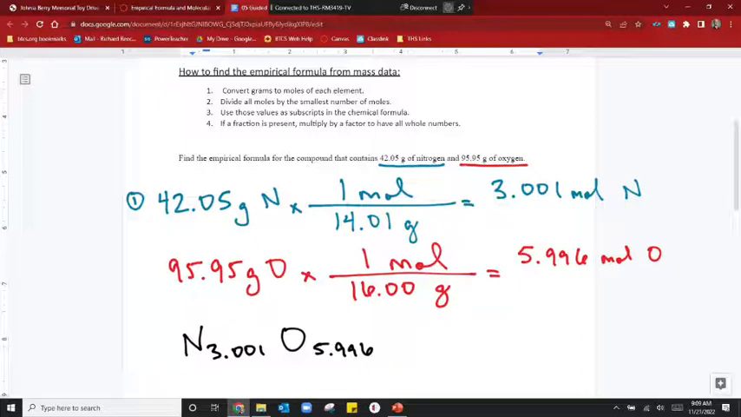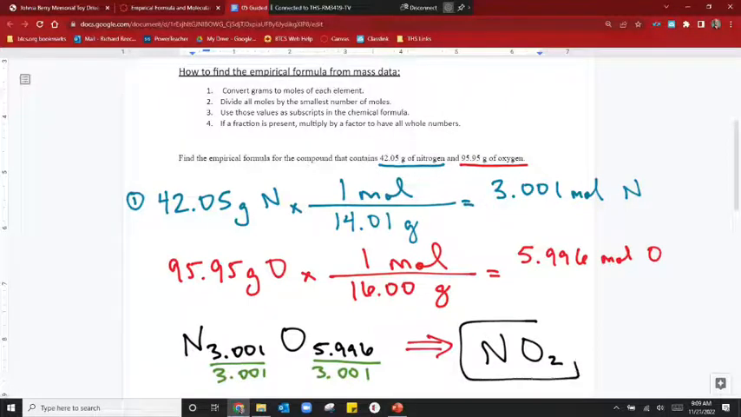So what you need to do is divide by the fewest number of moles. Okay, what number is smaller, 3.001 or 5.996? 3.001. So I'm going to divide both of those by 3.001, the smaller number. And that is going to give me my final answer here, N1O2, because your final chemical formula needs to be in simple whole number ratios. And that's the empirical formula for this compound.